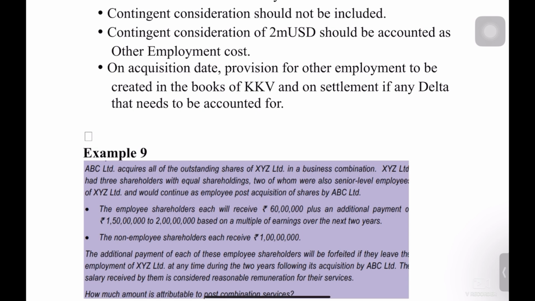On the acquisition date, the provision for other employment liabilities should be created in the books of KKY, and on settlement, any delta needs to be accounted for. In this case, the 2 million USD should be provided on the date of acquisition by KKV. That 2 million USD should be created as the other employment liabilities. When it is actually settled, it may be 1.9 million or 2.1 million, we don't know. So based on that, the actual liability should be accounted, and the delta, if any, needs to be taken into the income statement.